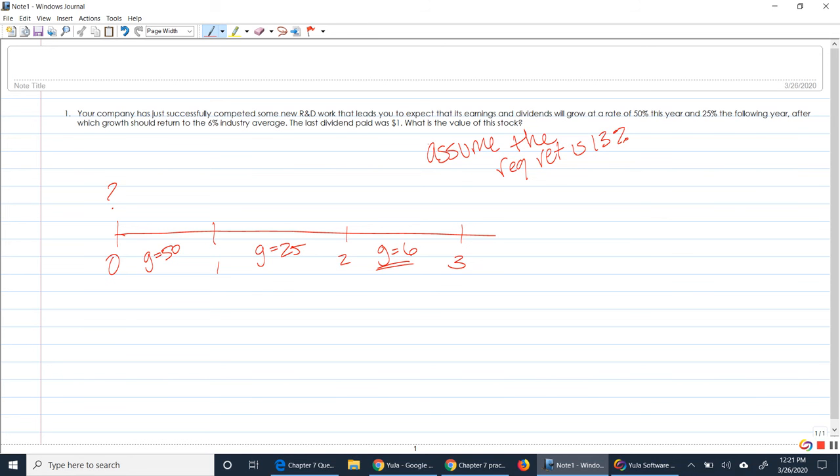The last dividend paid was $1, so that's D0, and we know that because it was the last dividend paid. I also told you in the instructions to assume that the required return is 13%. If D0 was $1, that is not included in our calculation, so we first need to calculate D1, which is D0 times 1 plus the growth rate. So 1 times 1 plus 50%. And you use the growth rate for that period leading up to the dividend. So it's $1.50.